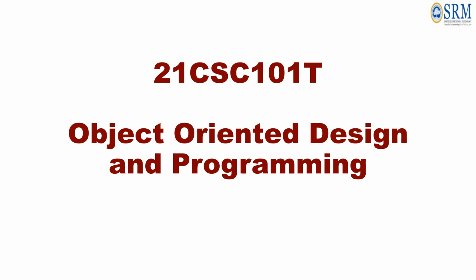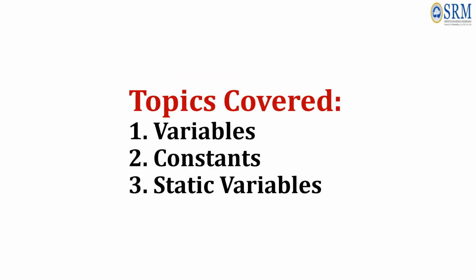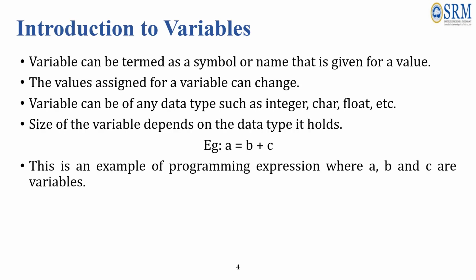Object-oriented design and programming. In this, we are going to see about variables, constants, and static variables. What is a variable? A variable can be termed as a symbol or name that is given for a value. Whenever we have to use any values in our program, we have to store them in a memory location, and we are going to name that memory location.